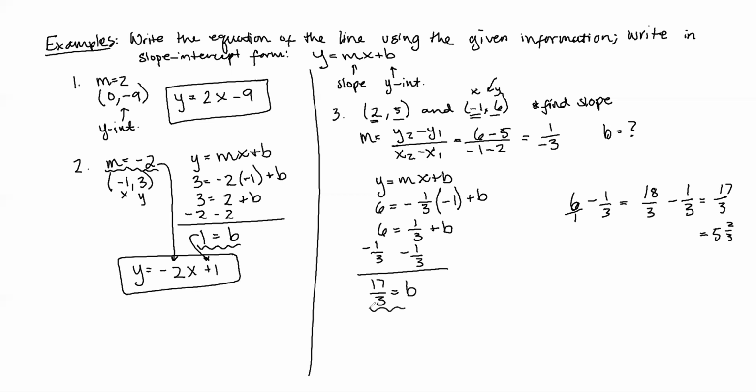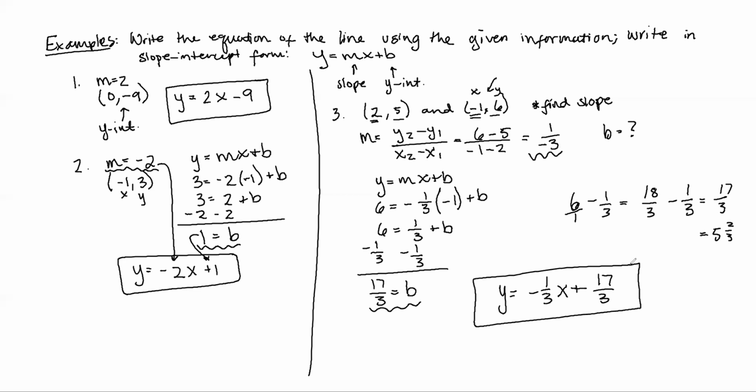Now we have our b. We know what our m is, so we can go ahead and plug these both in. And we have y equals m, which is negative 1/3, x plus b, which is 17/3. So big thing here is just if you're not given the slope, find the slope first, and then plug in to find the b using just one of the points, not both.